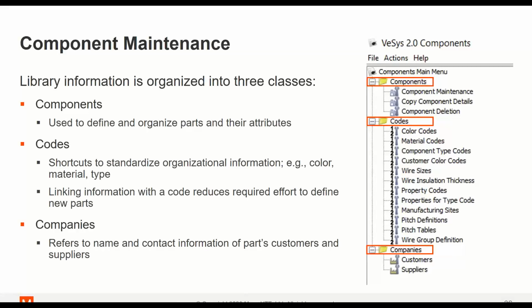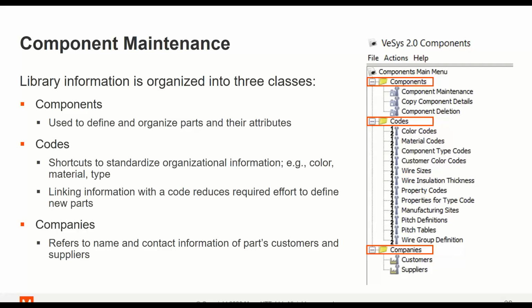VSys is designed in a way that you can update your component database by making it easier for the user, simply dividing the way you enter the data into the database into three main components. You have your companies, where you have a list of all the customers and suppliers that you deal with, their information, addresses, part numbers, and so on.